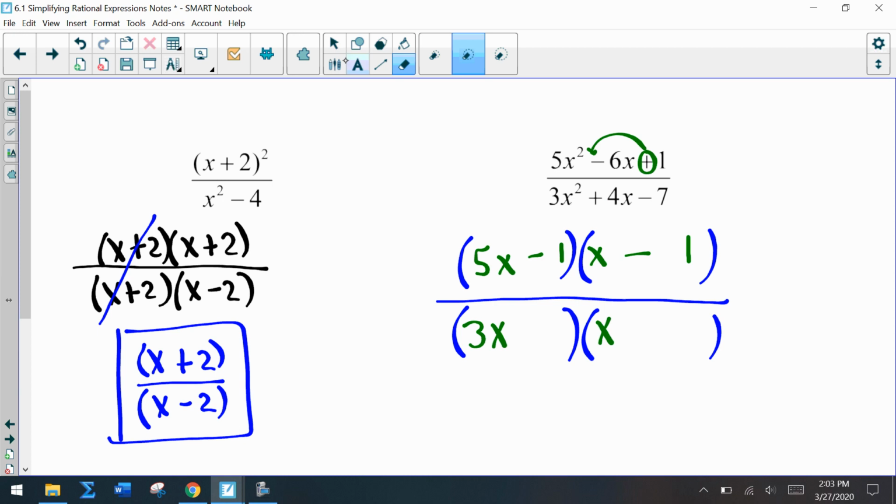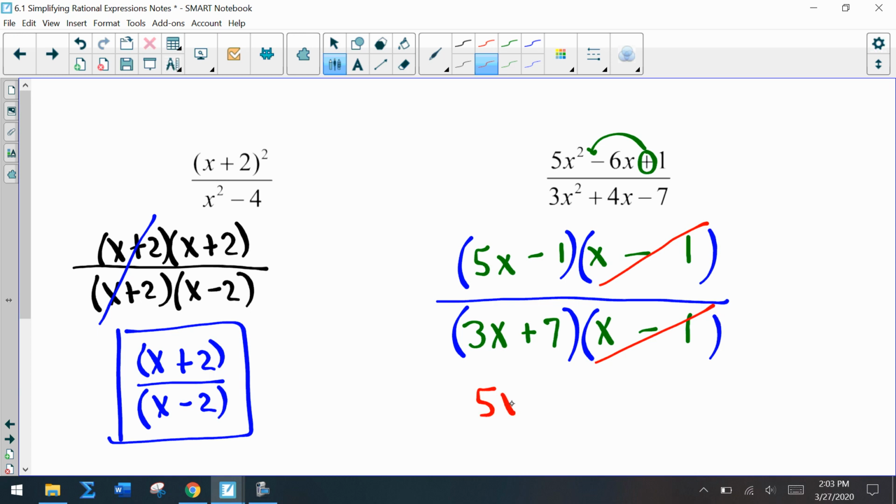So I'm going to put my 7 here and my 1 there, and then figure out which factor is going to be positive and which is going to be negative. We have a positive 4, so I want this to be a negative 3x and then plus 7. And now look, we can reduce these x minus 1's here and be left with 5x minus 1 over 3x plus 7.